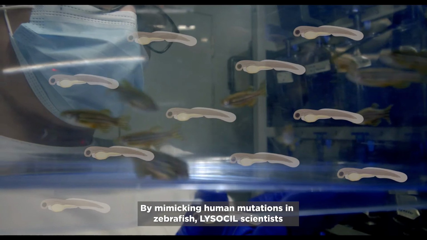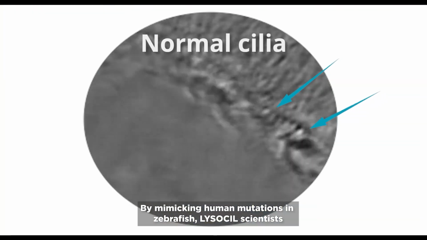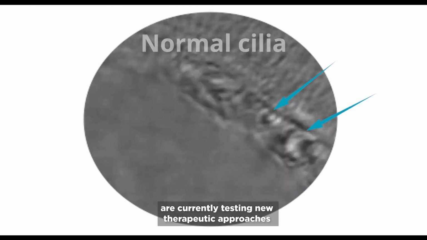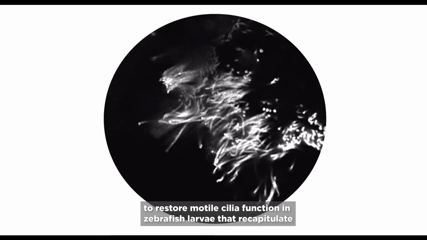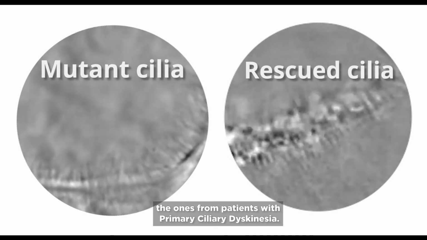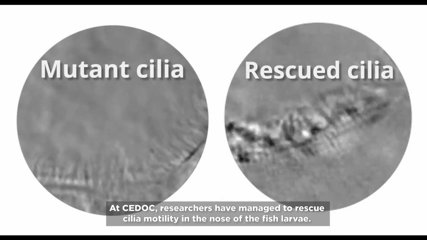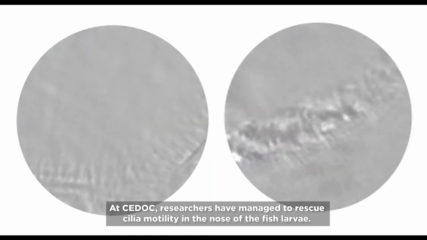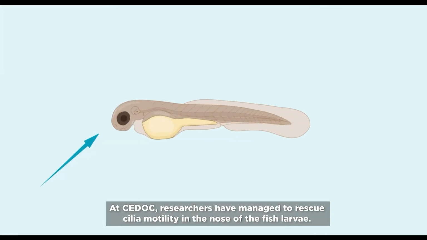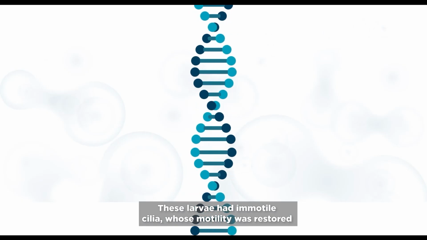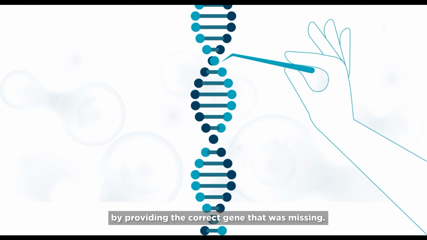By mimicking human mutations in zebrafish, LYSOCIL scientists are currently testing new therapeutic approaches to restore motile cilia function in zebrafish larvae that recapitulate the ones from patients with primary ciliary dyskinesia. At CEDOC, researchers have managed to rescue cilia motility in the nose of the fish larvae. These larvae had immotile cilia, whose motility was restored by providing the correct gene that was missing.